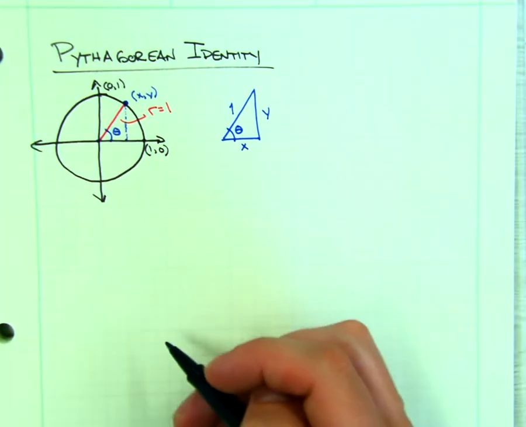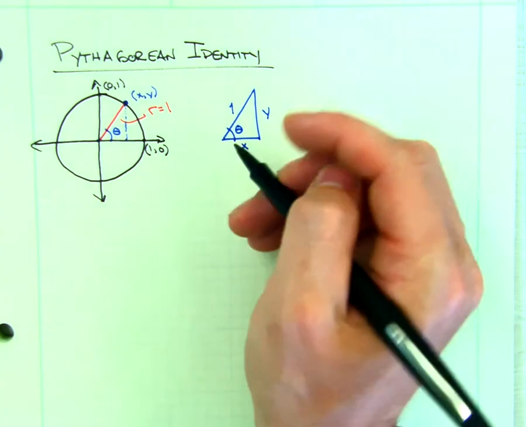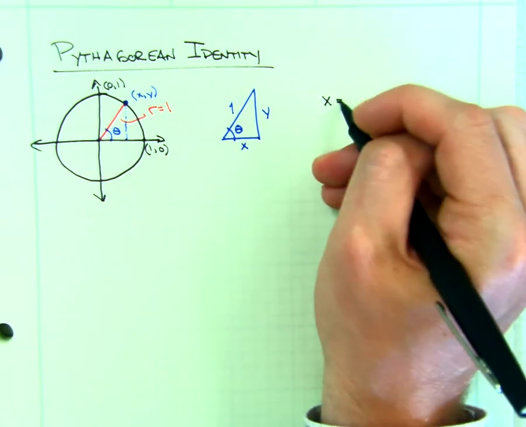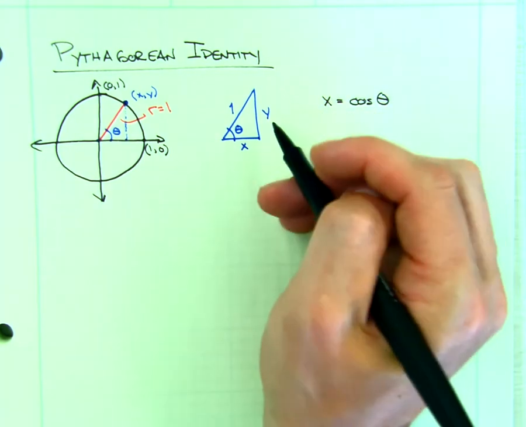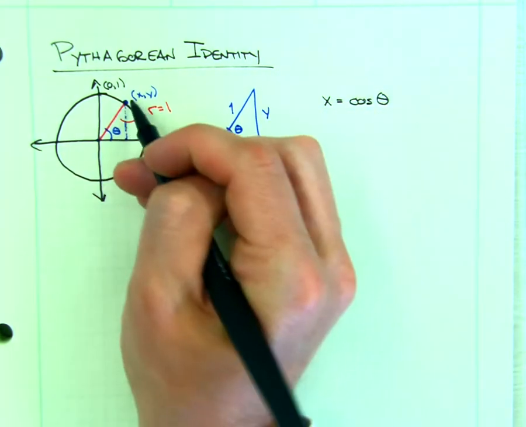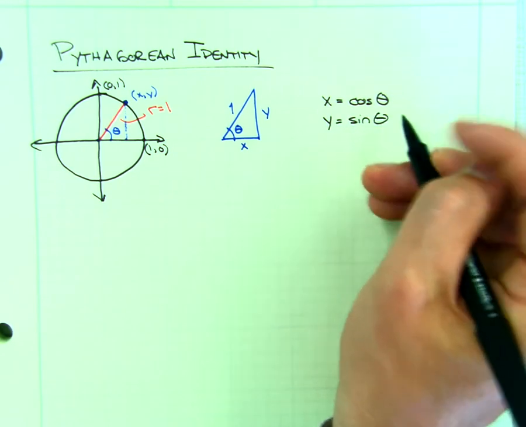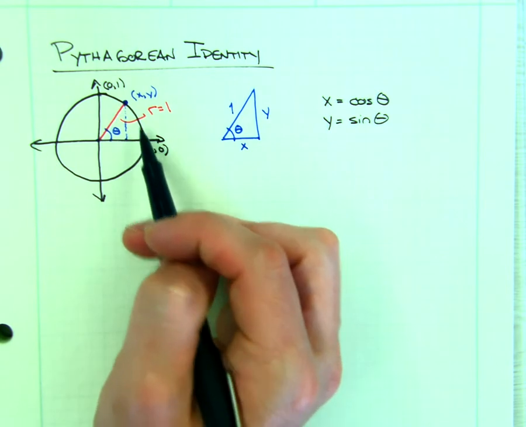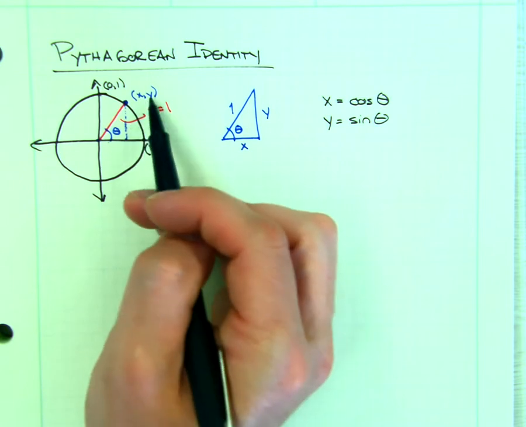Well, I know what x is equal to. x is going to be equal to the cosine of theta. So this distance, x, is equal to the cosine of theta. And y, this distance right here, is equal to the sine of theta. I know this because it's the very definition of the unit circle. The sine and the cosine of this angle just give me my two coordinate points.